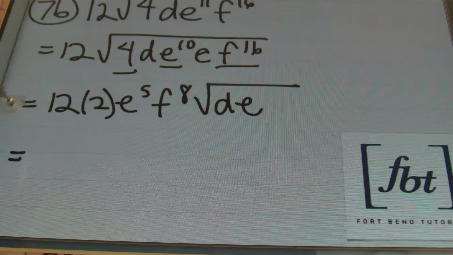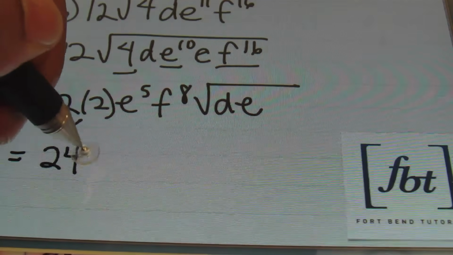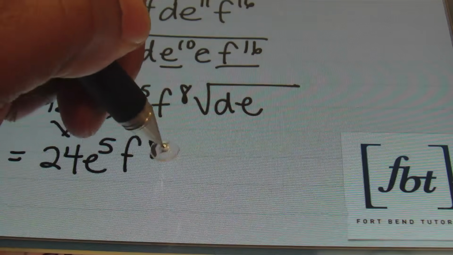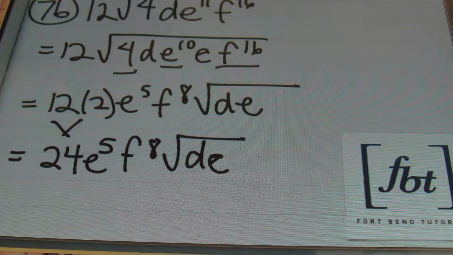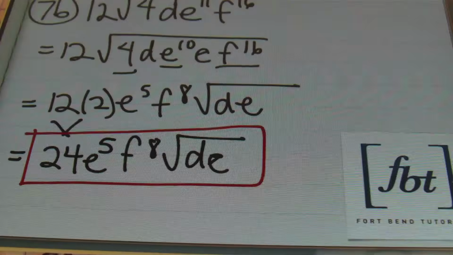After that, I'm going to go ahead and multiply 12 times 2 to give me 24, and bringing down the rest of the problem, I'll have e to the 5th power, f to the 8th power, times the square root of de, and this is my answer here. Done and done, ladies and gentlemen. That's it. That was problem 7b.